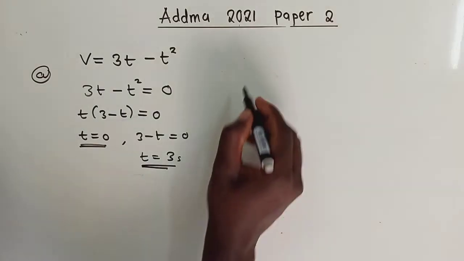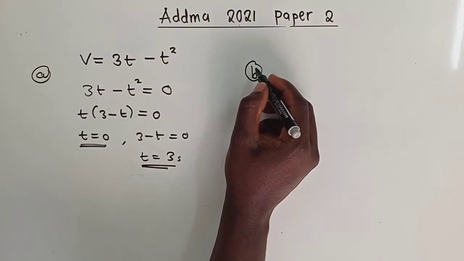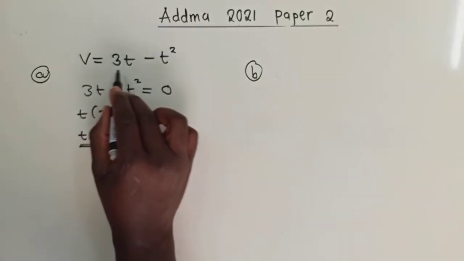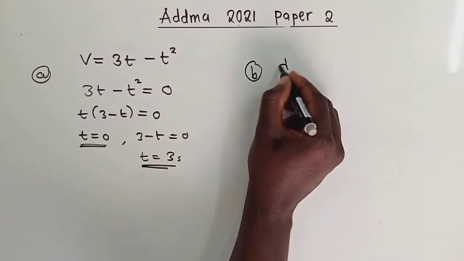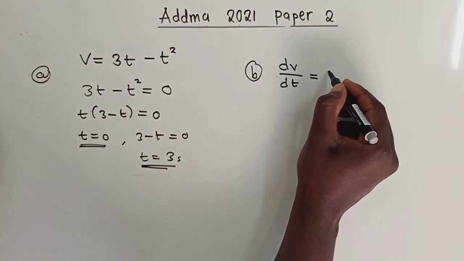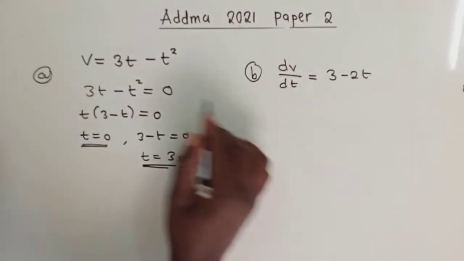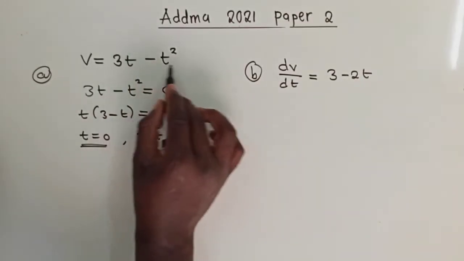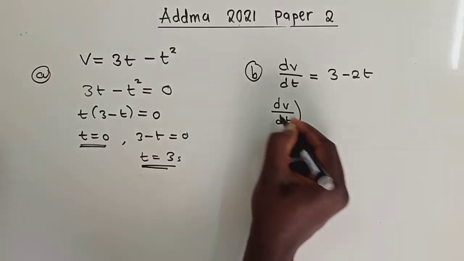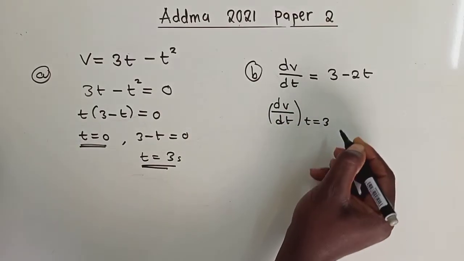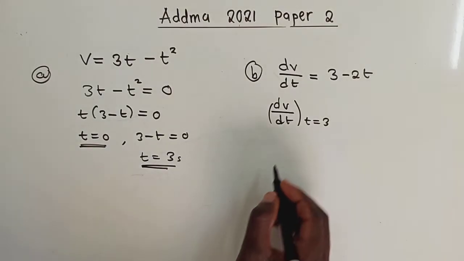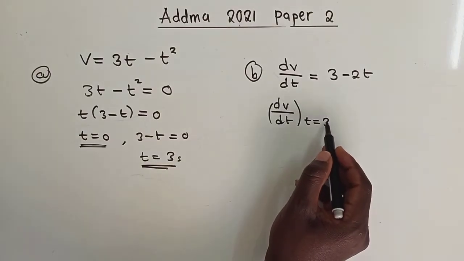Now for question B, they want us to find acceleration. So for acceleration, we'll get this same velocity function. We differentiate it. So we say dv/dt, which will be equal to 3 minus 2t right here. We just differentiate this, find the derivative of v. So we say dv over dt at the point where t is equal to 3 seconds, because here they said the acceleration at P, and we know at point P the time was 3 seconds.